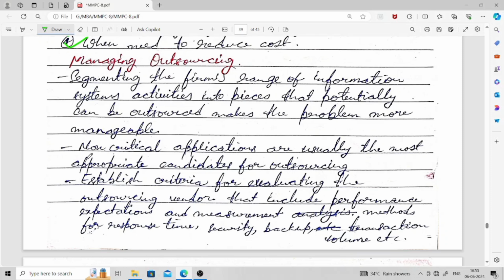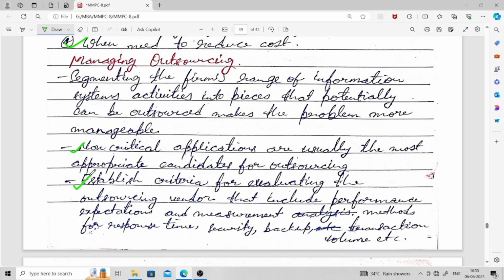Next, non-critical applications are usually the most appropriate candidates for outsourcing. Those applications which are not critical for the organization can be outsourced. Then, establish criteria for evaluating the outsourcing vendor, including performance expectations and measurement methods for response, security, backup, transaction volume, etc. So when we outsource, we should evaluate vendors on some criteria.